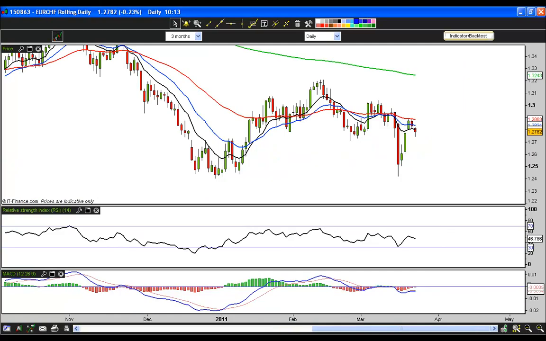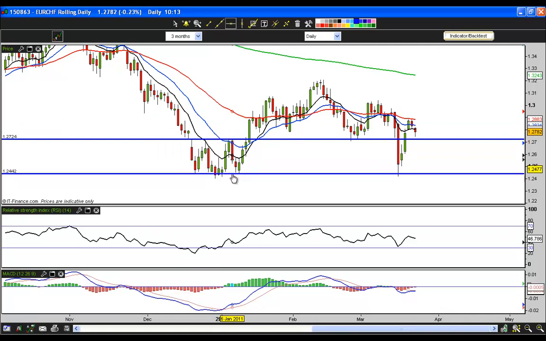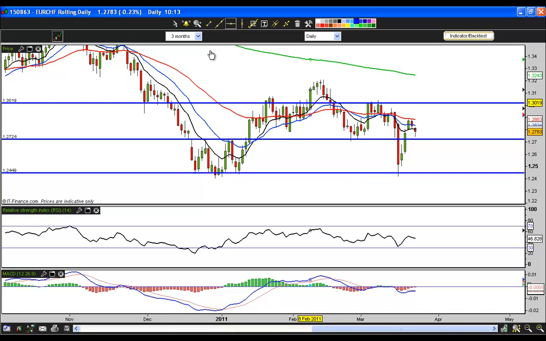Looking at Euro Swiss franc, there is a setup right here. As you can see, we've got some support and resistance structures, which are very, very important when trading FX. I'm just marking all those support and resistance structures out for you. These three lines, these three areas, you can see have really played a major part in how this market has traded over the last few months.